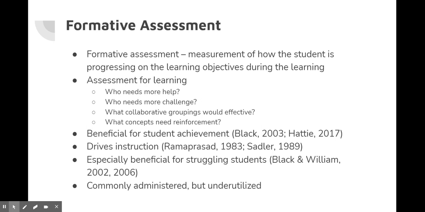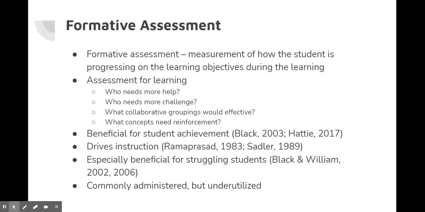So whereas summative assessment is used as an evaluation at the end of the learning cycle, formative assessment measures how students are progressing on the learning objectives during the learning process. The focus shifts from an assessment of learning to an assessment for learning. This information is used to answer important questions like who needs more help, who needs more challenge, what collaborative groupings of students could be effective, and what concepts need to be reinforced. This is not to say that summative assessment shouldn't be used, but formative assessment is an essential strategy in getting students to the point of acquiring the knowledge and skills they need.